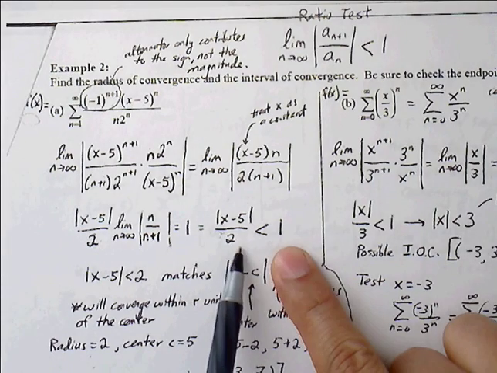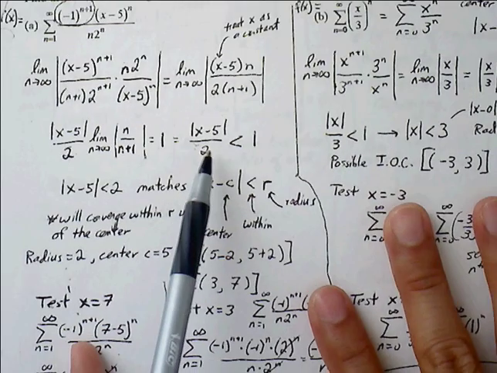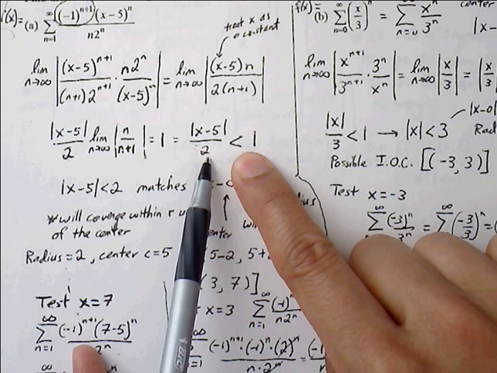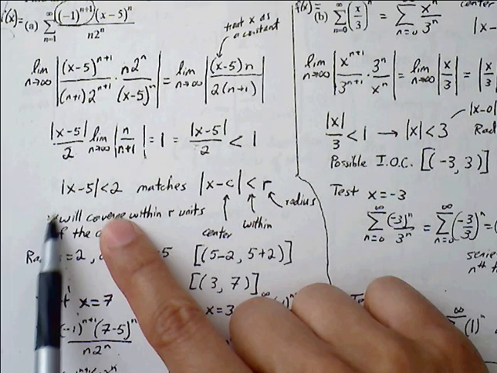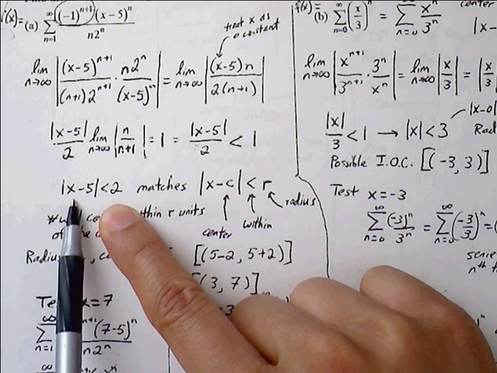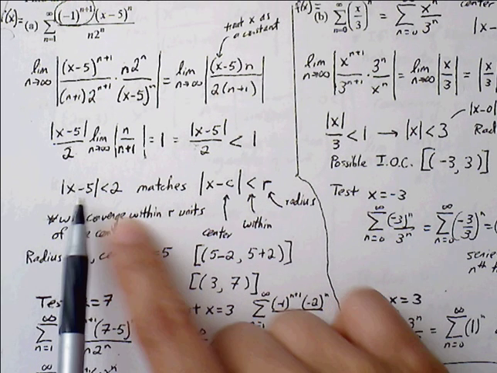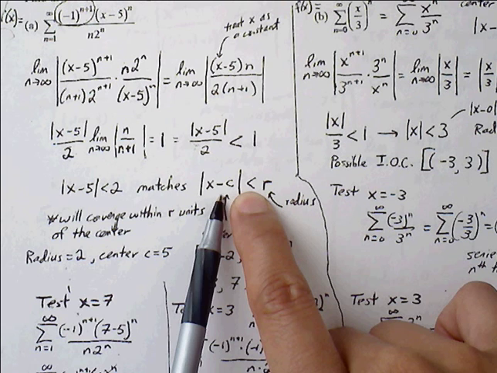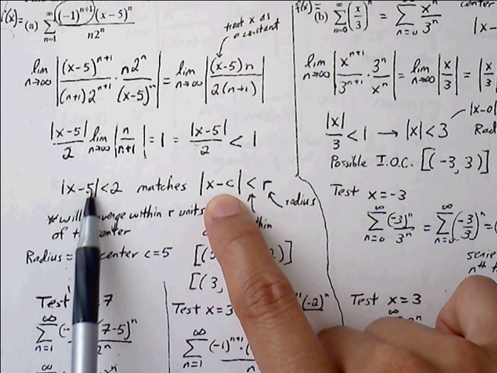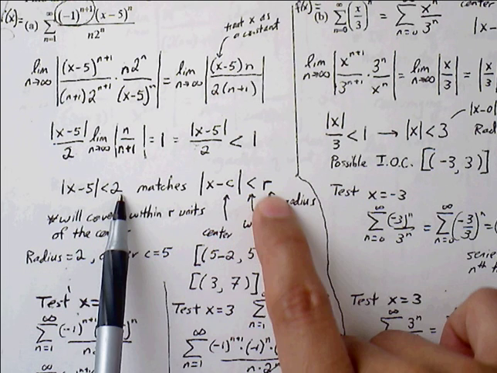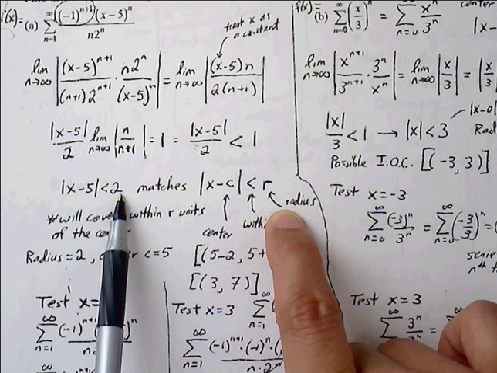Okay, so from here, we are going to multiply both sides by 2 and eventually solve for x. So we get absolute value of x minus 5 as less than 2. Now notice that this matches nicely with the form of absolute value of x minus c is less than r, which means that our center is at 5 and our radius is at 2.